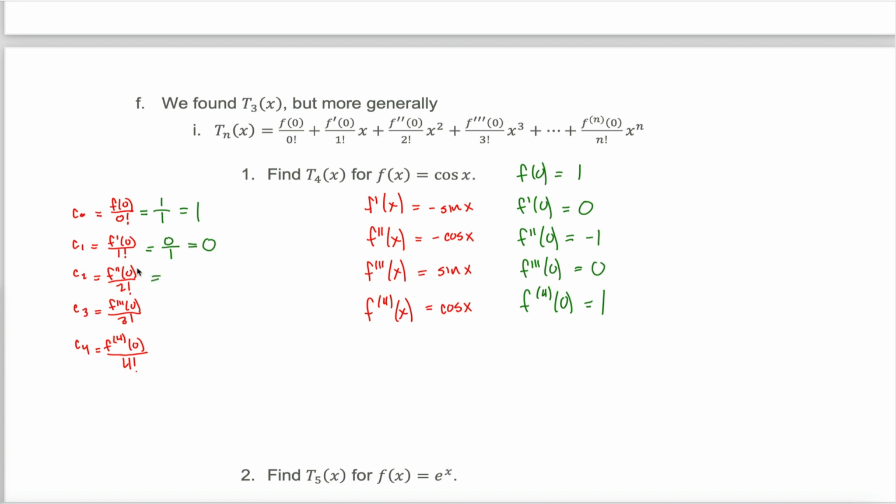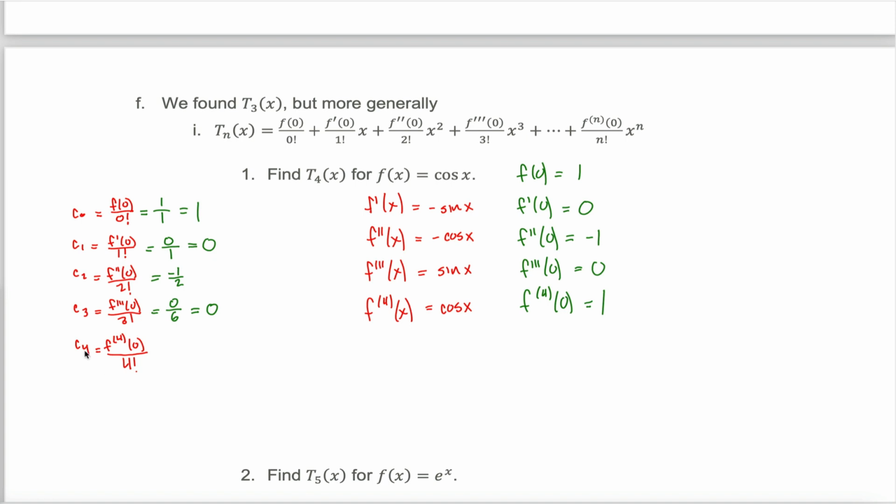What about C2? It's the second derivative evaluated at 0, which is negative 1, divided by 2 factorial. 2 factorial is 2, so I get negative 1/2. What about C3? Well, it's the third derivative evaluated at 0. The third derivative evaluated at 0 is 0, and 3 factorial is equal to 6. 0 divided by 6 is just equal to 0.